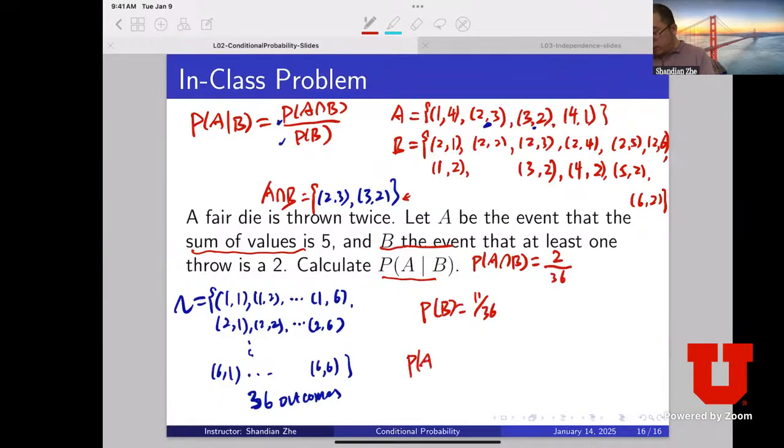the conditional probability of A given B is the probability of A intersection with B over the probability of B, right? We just substitute the numbers, which is 2 over 36 divided by 11 over 36, which gives 2 over 11. Yeah, that's the way we compute that. Any questions so far? Okay, great. This is a little bit tedious, but this is how we define and calculate that.